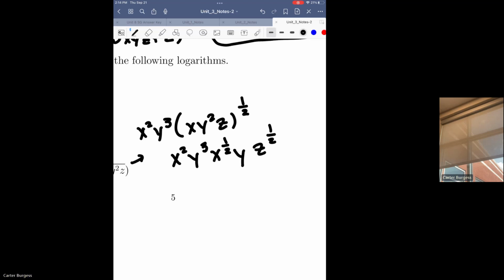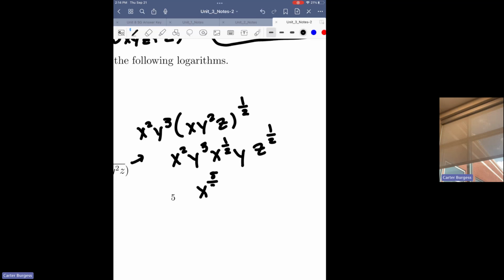All right, now what could we do? Yeah, we can combine the y's and combine the x's. I like that idea. When I multiply base to a power times base to a power, what do I do with the powers? We're just going to add those powers up. This is going to be x to the, you could do 2.5. I don't like mixed numbers. I'm going to write this as x to the 5/2, but you could also do 2.5, whatever you want to do.